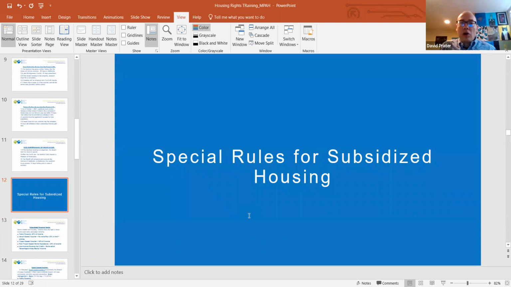So I do want to discuss special rules for subsidized housing. Because I know a lot of folks work in subsidized housing and work with people who reside in subsidized housing. So there are some additional rights that residents of subsidized housing have. And I'm just going to go over some of those rights briefly.